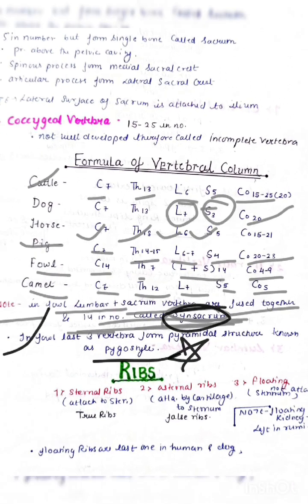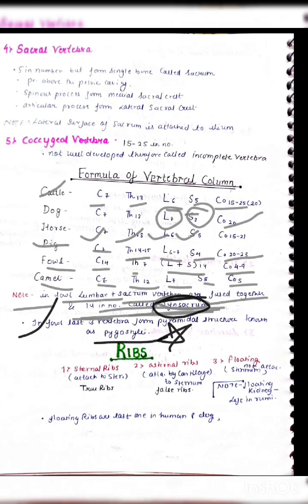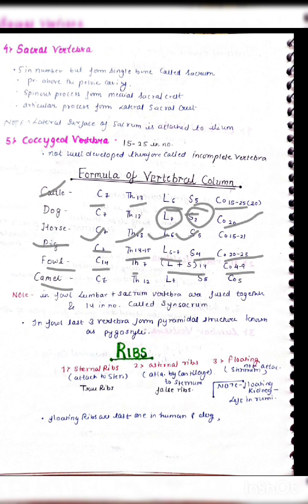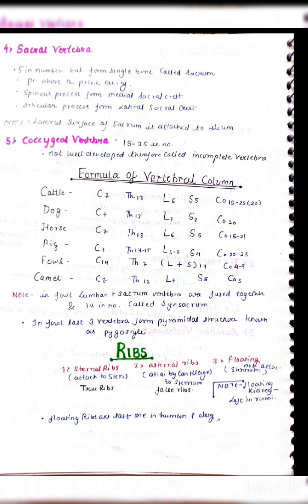Now we come to the next part, which is ribs. Ribs are of 3 types: sternal ribs, asternal ribs, and floating ribs. Sternal ribs are known as the true ribs. Asternal ribs are attached by cartilage to the sternum, and these are also known as false ribs. And the last one is floating ribs.